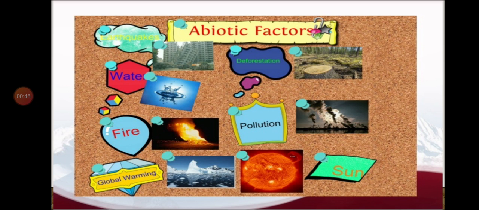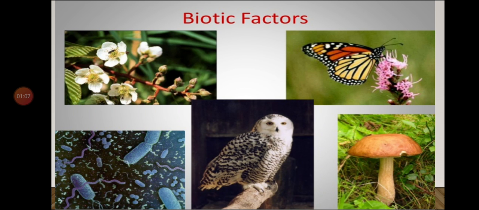Abiotic factors means the non-living things that are present around us. Example, fire, water, pollution, sun. All these are non-living factors. And biotic factors means all those organisms which have life in them. Obviously, all the living beings that are present around us are considered as living factors, living organisms.